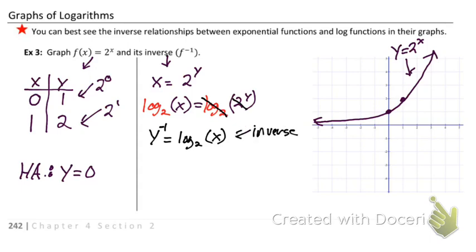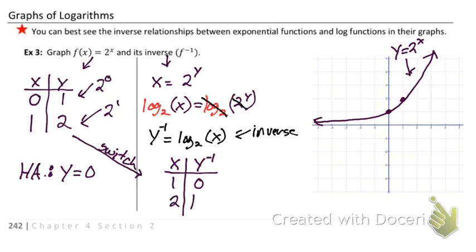Well, the easiest way to graph a logarithmic function, knowing that it's the inverse, is to take your exponential and flip your x and y values. So we're going to take this chart here and rewrite it down here, but this one is the inverse. Our x and y values are going to switch. So instead of 0, 1, it's going to be 1, 0. And instead of 1, 2, we're going to have 2, 1.